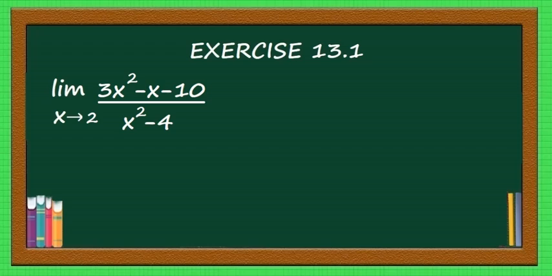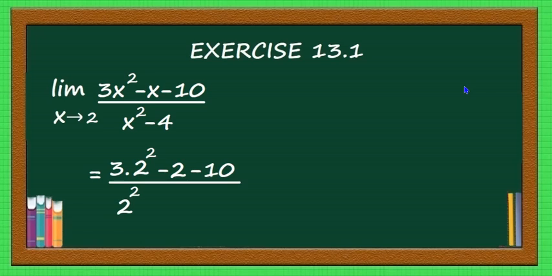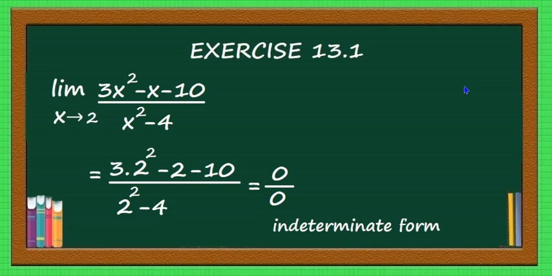First let us check by substituting x equal to 2. If you put x equal to 2, what happens? You just see here, 3 into 2² minus 2 minus 10, divided by again 2² minus 4. Simplifying this, you will have 3 into 4, 12, minus 2 minus 10, 0, divided by 4 minus 4, that's equal to 0. That is 0 by 0, which is an indeterminate form.